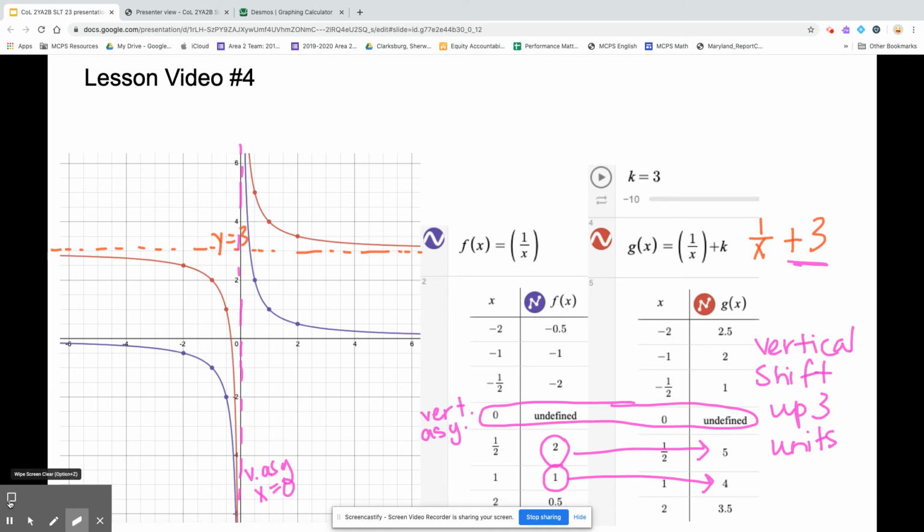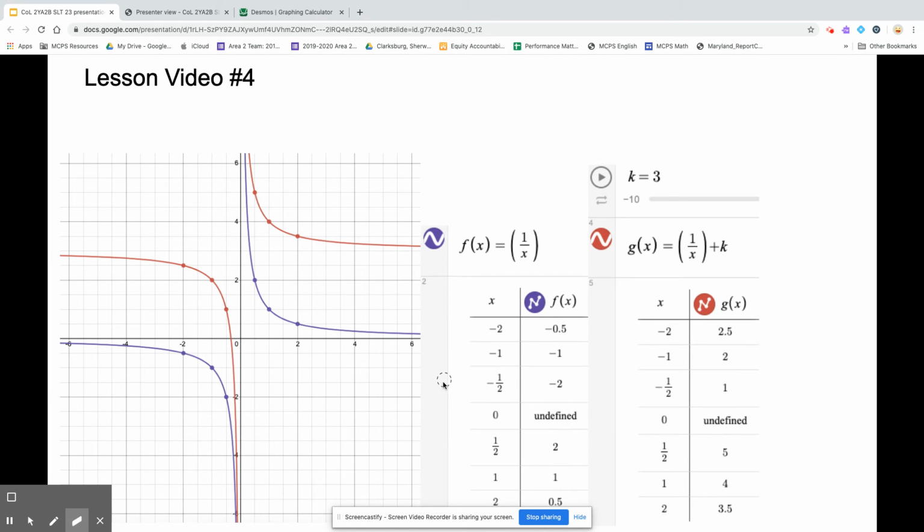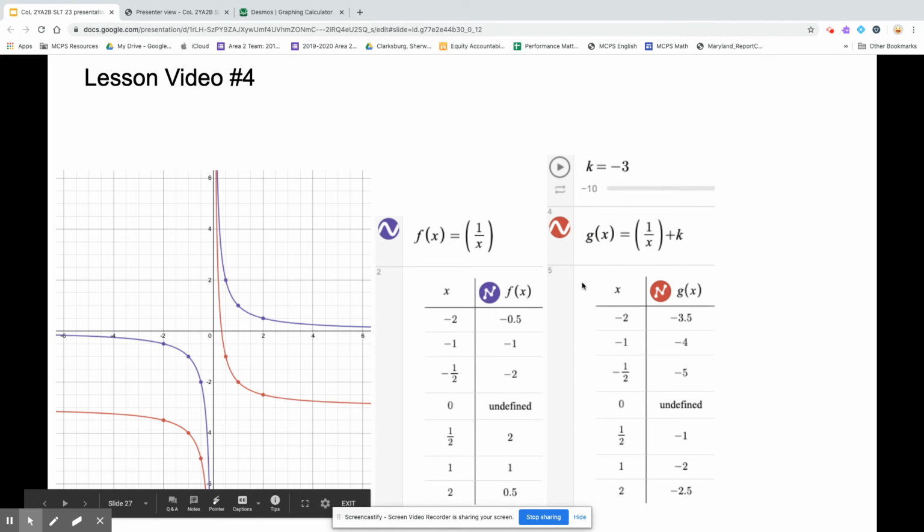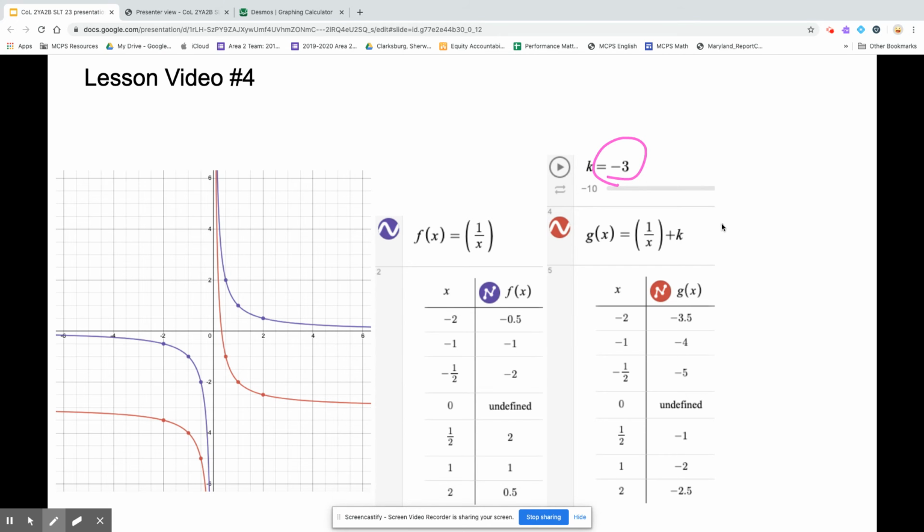Now, let's take a look at a k value that is different. So I'm going to look at the k value of negative 3. I'm going to plug in negative 3 into my equation. We might write this as 1 divided by x minus 3.